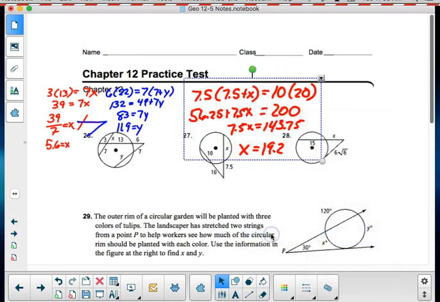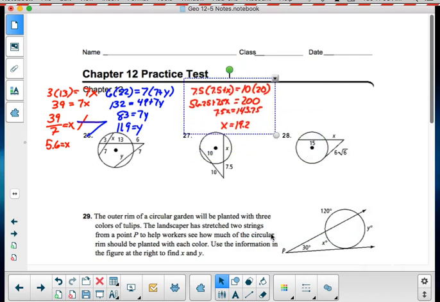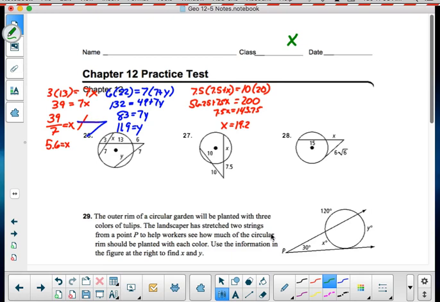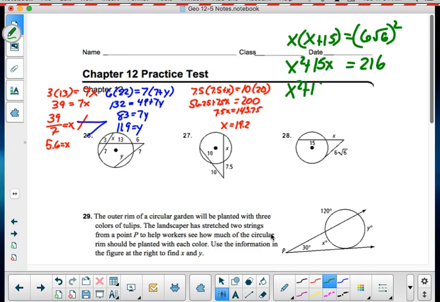I'm going to group those together. Now 28's really kind of involved when I'm looking at the, oh no, I lied, it's not involved. 28 is this. I've got x, my outside length, times the whole length, x plus 15, equal to 6 squared. Okay, now 6 squared is 216, and this is x squared plus 15x. So x squared plus 15x minus 216 is equal to 0.